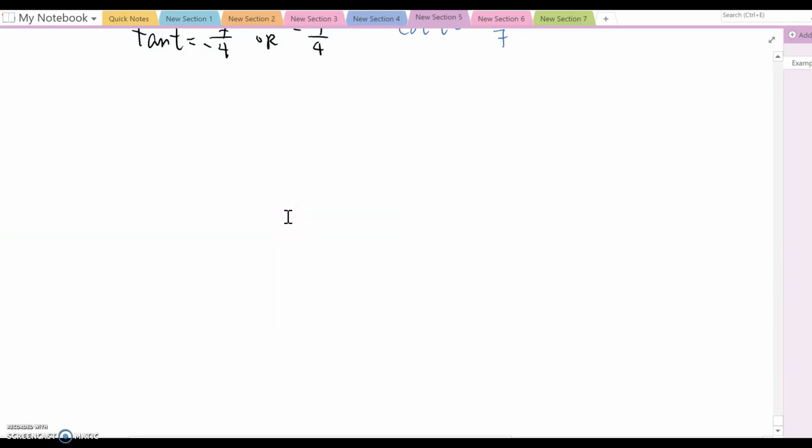Okay, so now what if one of the trigonometric function values is given? Let me show one example. If sine theta equals 12 over 13 and theta is in quadrant 2 here.